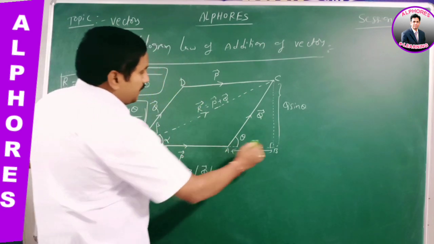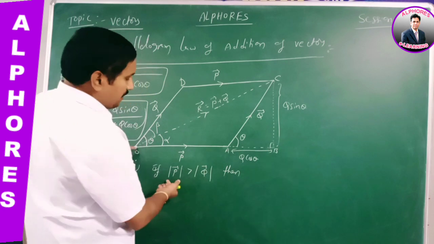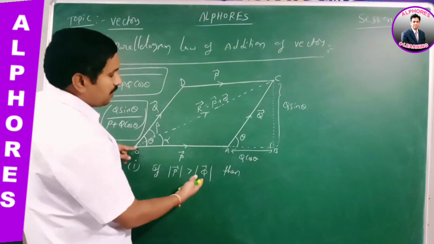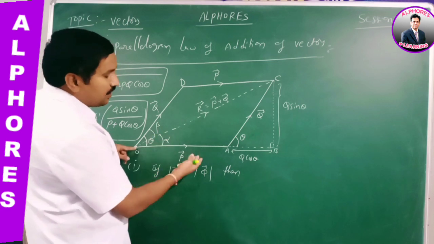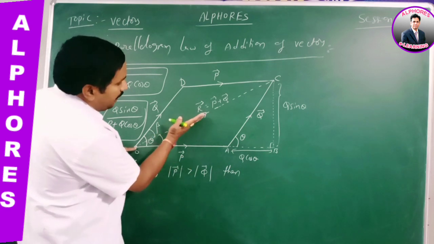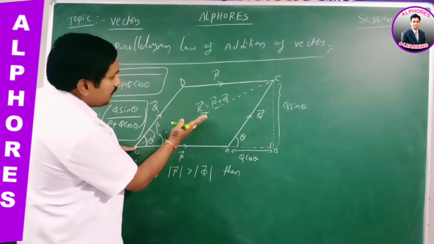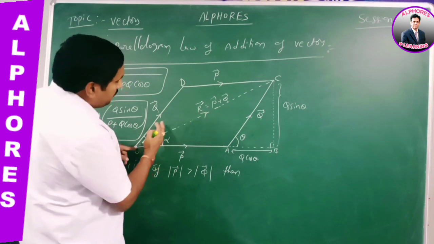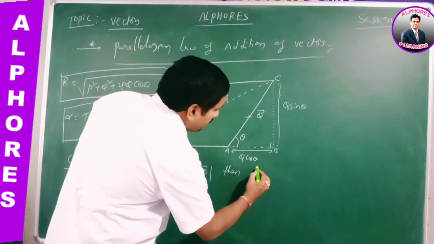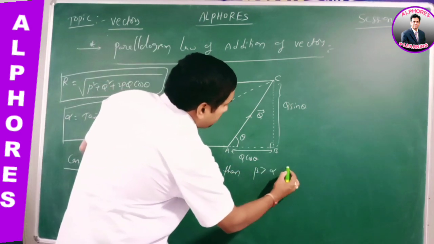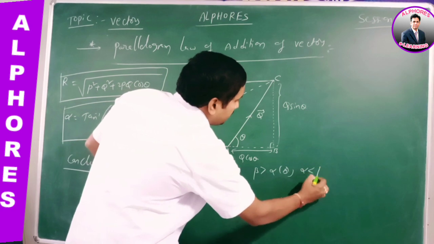Suppose P bar is increased. P bar increased means P bar has more length as compared to Q bar, so this resultant, which subtends an angle alpha nearer to P bar, is trying to align towards P bar. This resultant is aligned towards P bar means beta increases, alpha decreases. Means what is the relation between alpha and beta? Beta greater than alpha, or sometimes alpha less than beta also.